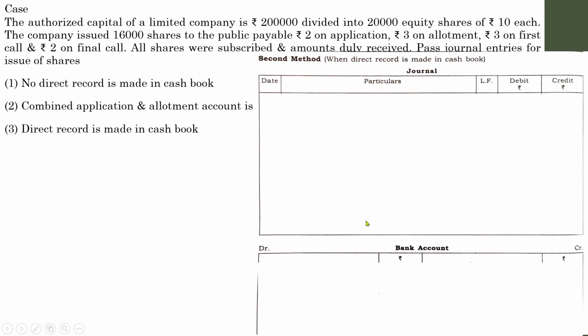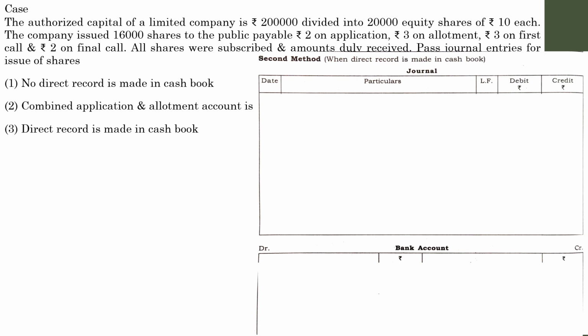So first one, when a company issues shares as part of raising capital, the first and foremost entry will be the receipt of subscription amount. Receipt of subscription means it is a cash transaction, or we can use bank transaction, whatever is mentioned in the question. So the first entry is a bank transaction. Do we have to pass the journal entry? No, because we are dealing with the second method where bank transactions are directly recorded in the respective bank account.